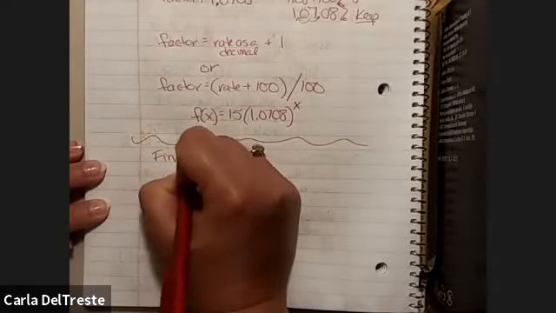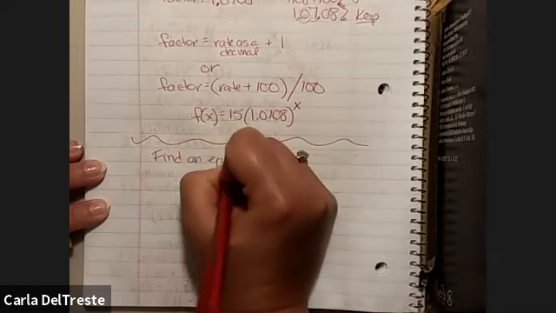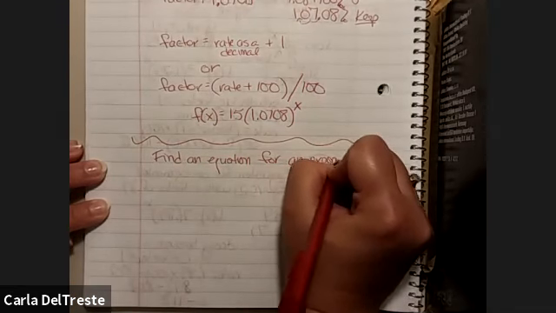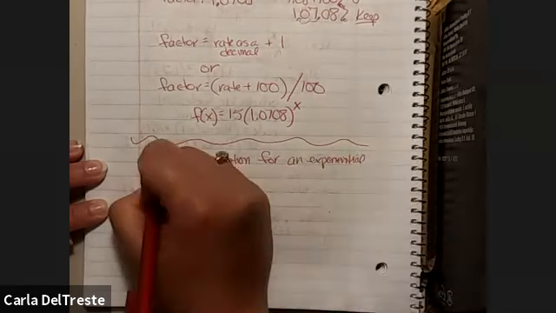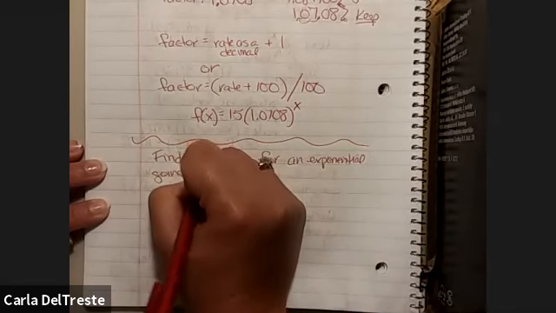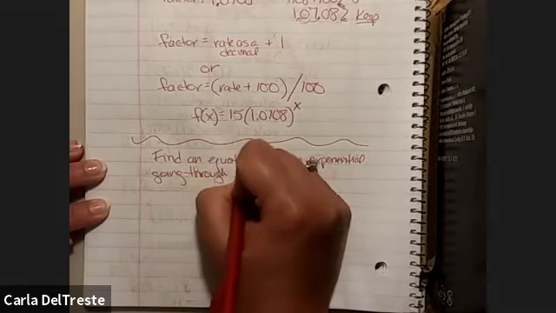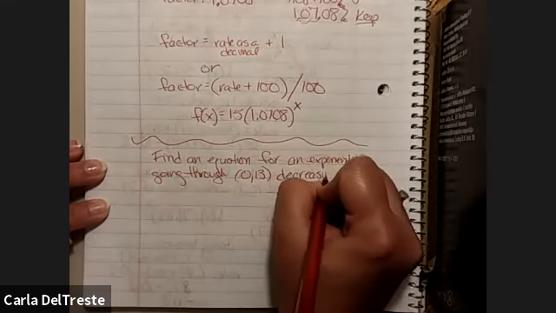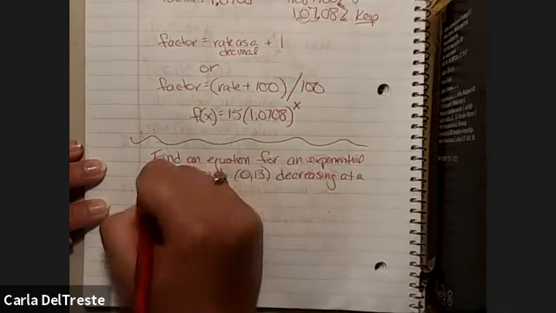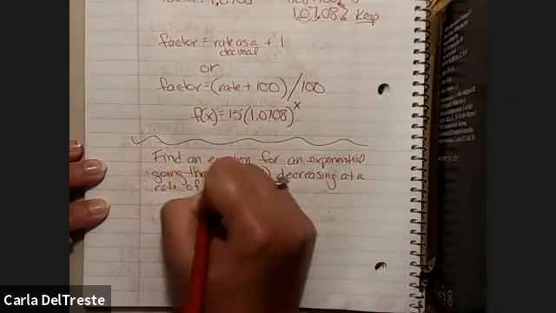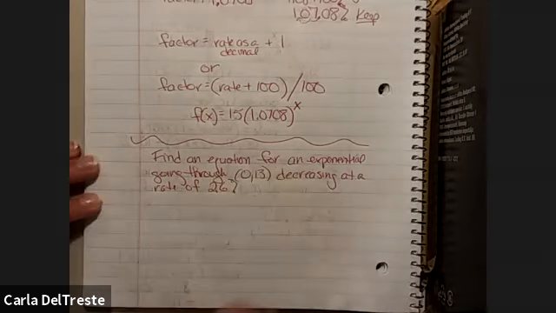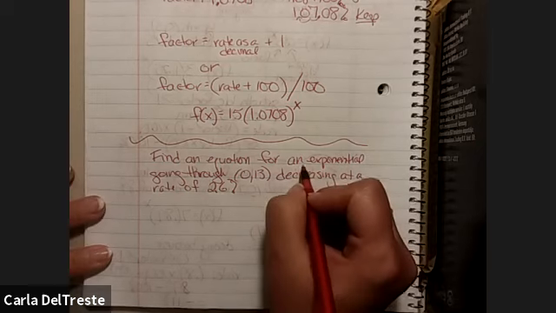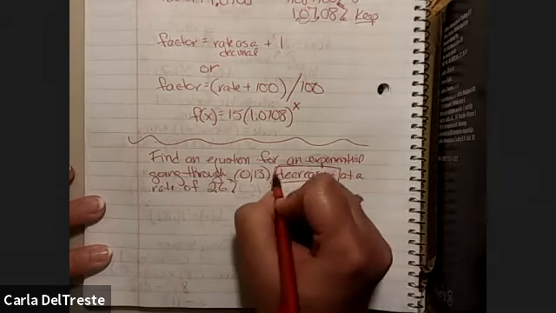Find an equation for an exponential going through 0, 13, decreasing at a rate of 2.6%. Zero in on what the relationship is.